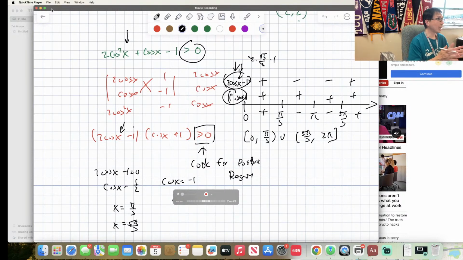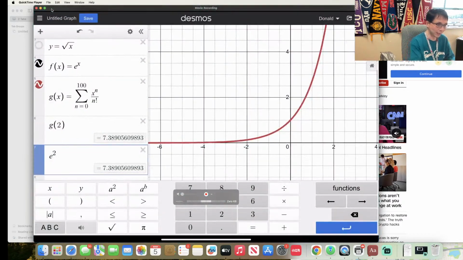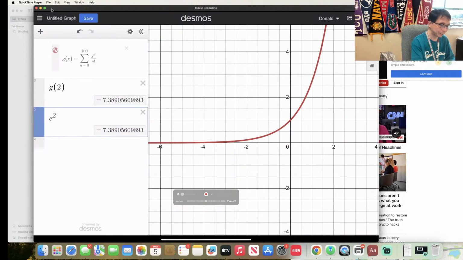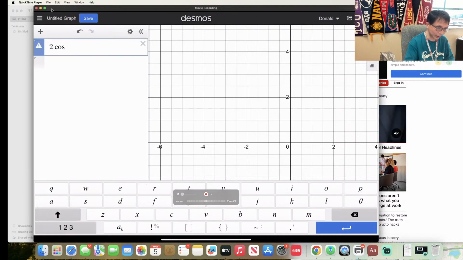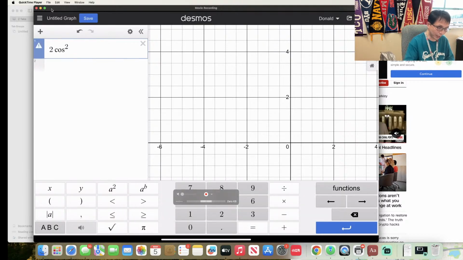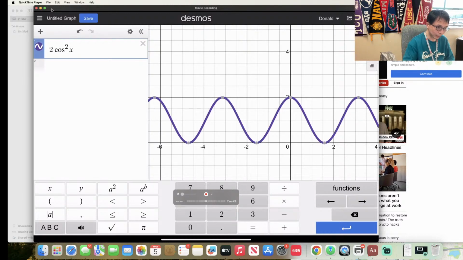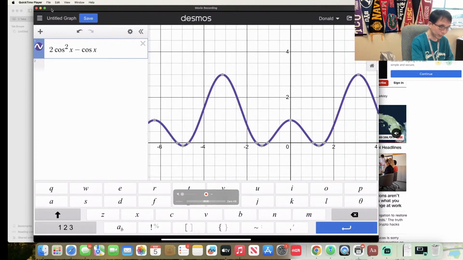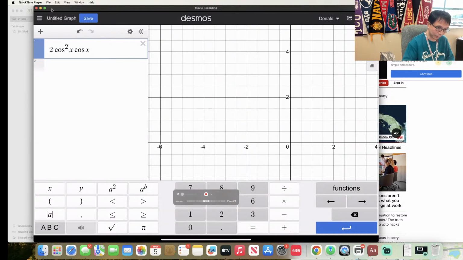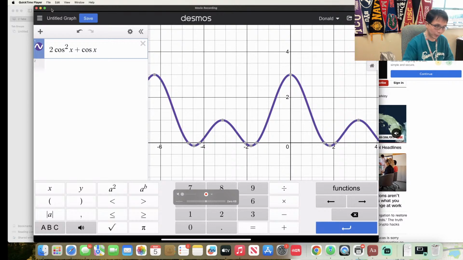Guys, on the AP exam, you get to have a graphing calculator on some part of the question. So how do you analyze this graph? Let's say 2 cosine. This is how you check your graph on the AP exam. Square of x, what is it? Minus cosine of x or plus cosine of x? Okay, plus, fine. Let's do plus. And then what? Minus 1.